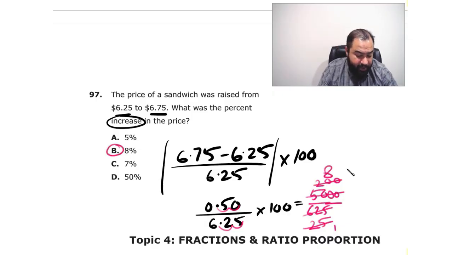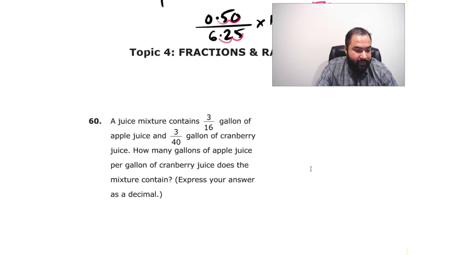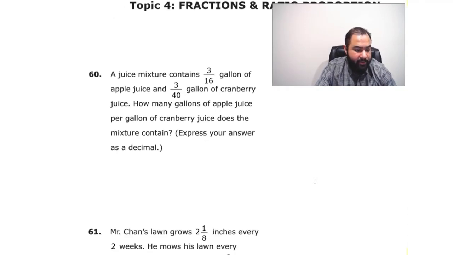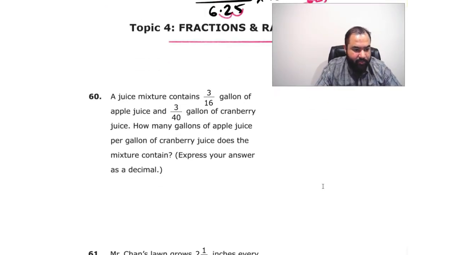Yeah. So that's it. You can look at them. I gave you a brief. So this is just to help you during the exam that's coming. So alright, let's talk about fraction and ratio proportion.